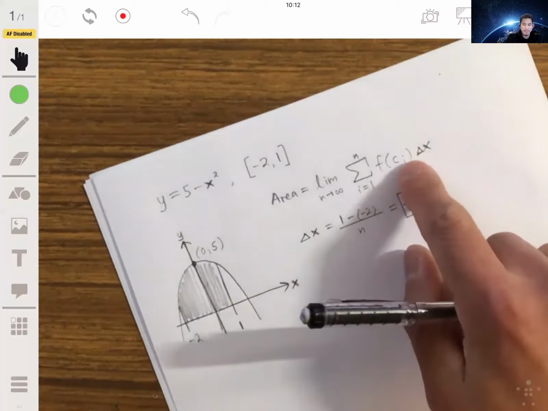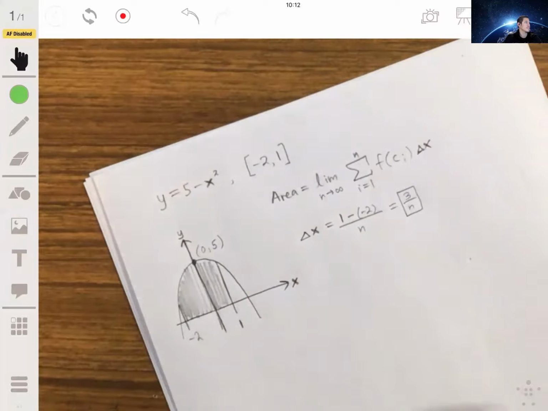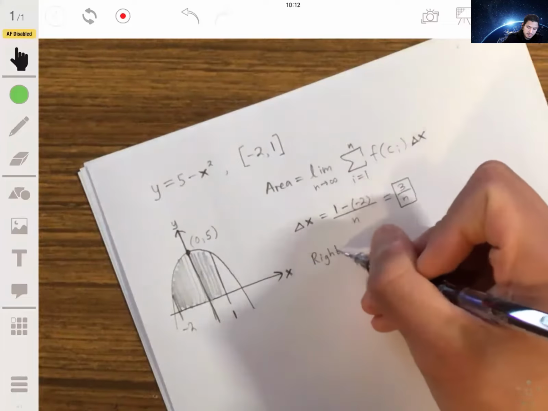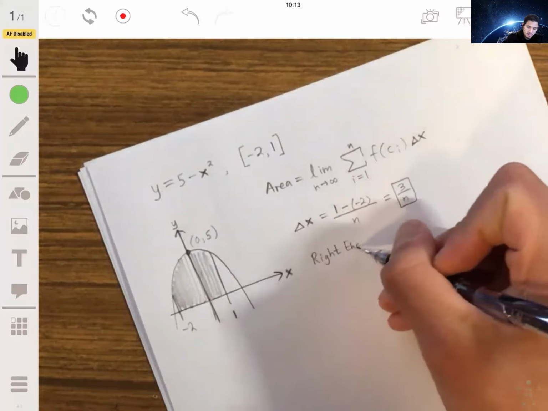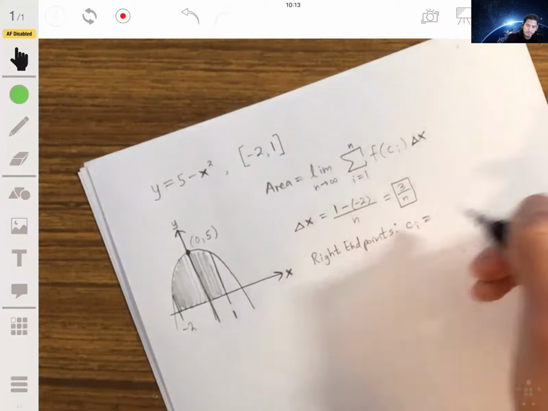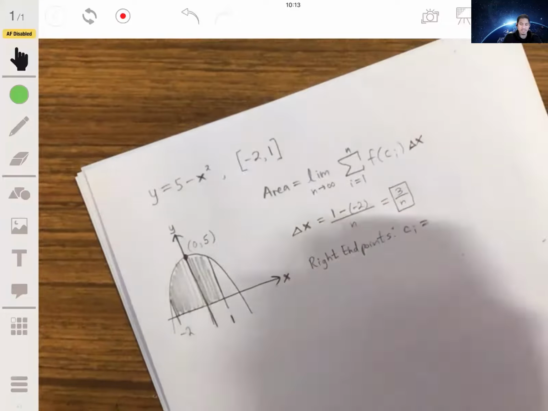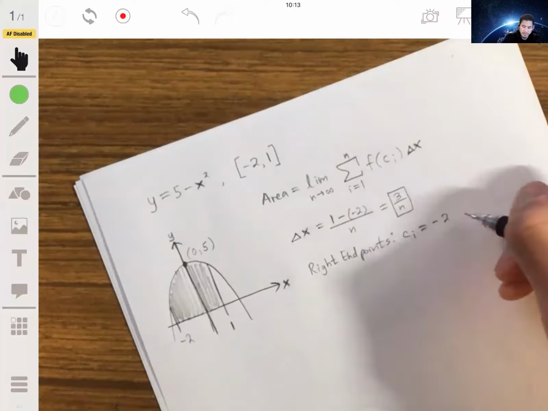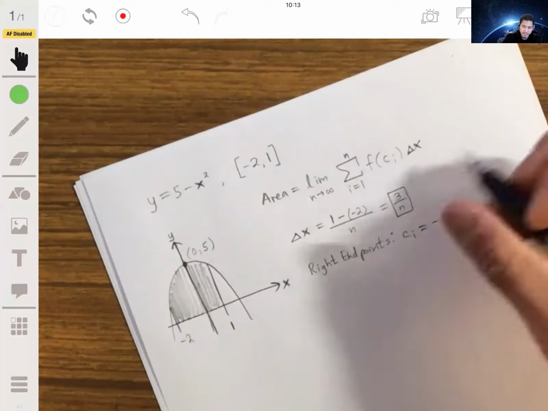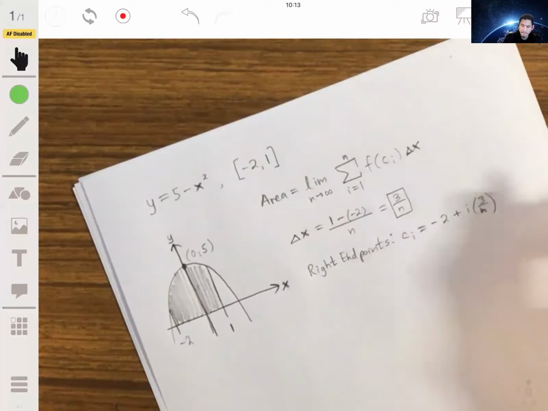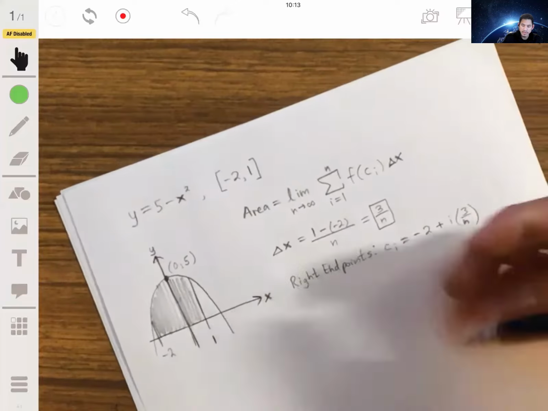Our c sub i, we could make it any of the points in the ith rectangle. We'll just make it the right endpoint. That usually tends to be most convenient. So for the right endpoint, c sub i will be a plus i times delta x, where a is -2, plus i times delta x, which is 3 over n. So -2 plus 3i over n.